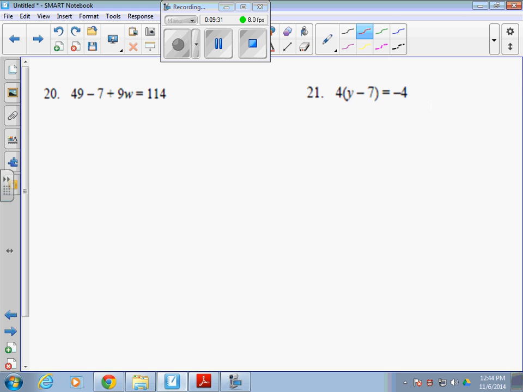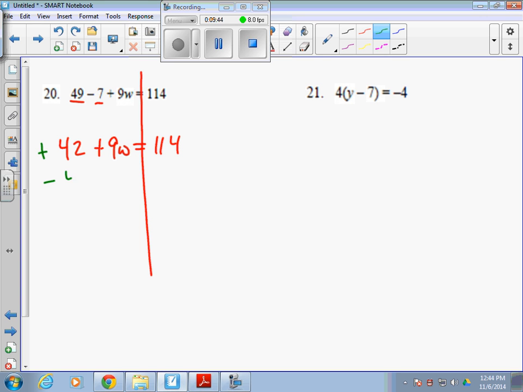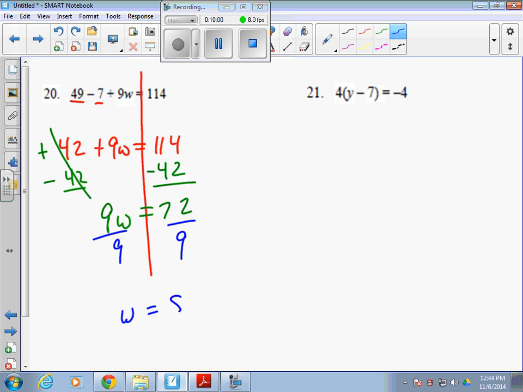For number 20, you want to combine your like terms before you undo anything. 49 minus 7 is 42. Plus 9W is 114. Move that positive 42 over by subtracting it. If you do it there, do it here. 4 minus 2 is 2. 11 minus 4 is 7. So 9W, since this cancels out, is 72. Divide by 9 since it's multiplying. If you do it there, do it here. W is 8.